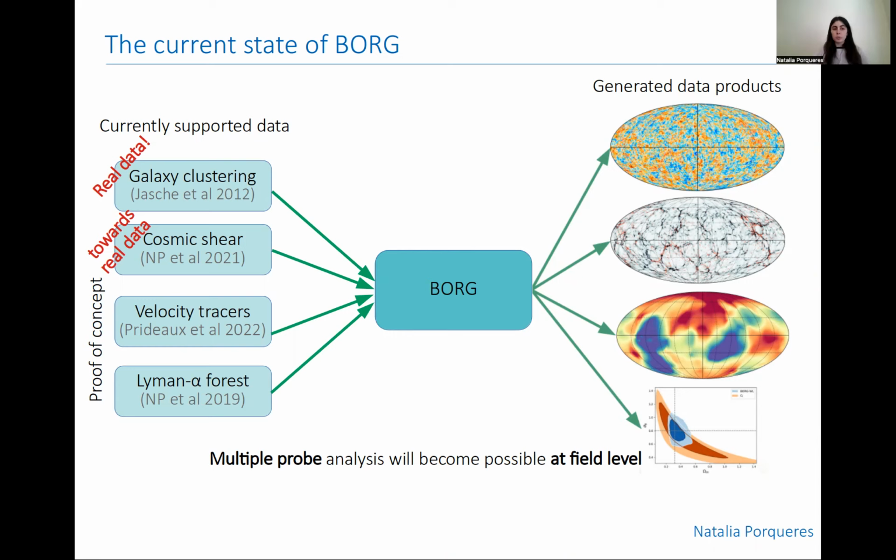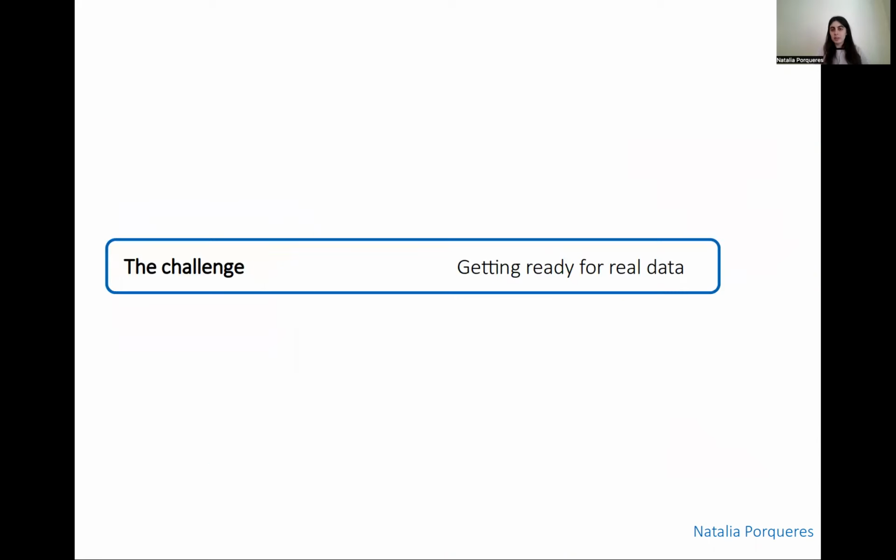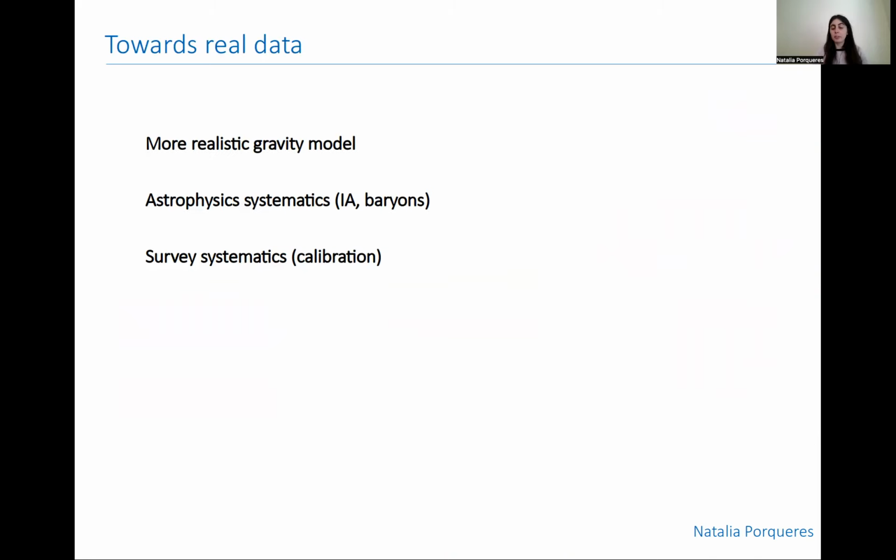So now to move towards real data, there are some challenges. There are three points we need to address before we can apply to real observations. First, we need a more realistic gravity model. Lagrangian perturbation theory is not going to be enough. We also need to incorporate astrophysical systematics like intrinsic alignments and baryon feedback. And we also need to account for survey systematics like calibration effects and so on. The first two points we have already addressed, and we are still working on the survey systematics.